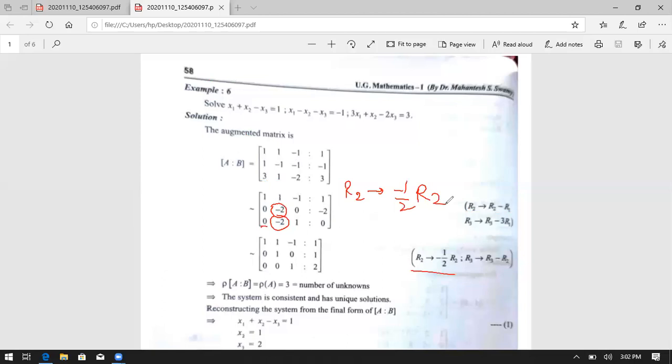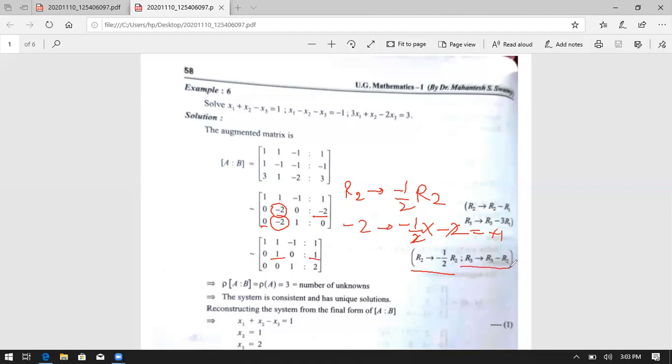See here, minus 2 is there. Minus 1 by 2 into minus 2: minus into minus is plus, the 2 cancel, remaining 1. I write here 1. Next here also minus 2 is there, which is the same, so I write here 1. Next we come to the third row R3.